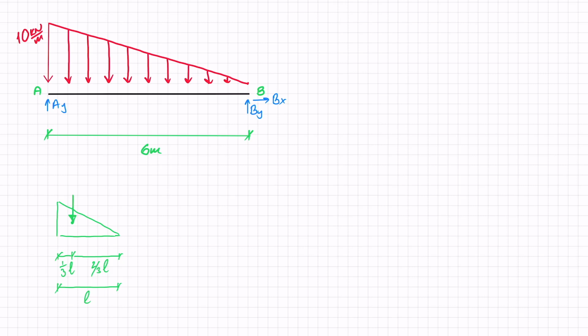We are in 2D, so we have three equations of equilibrium: sum of forces in X, sum of forces in Y, and sum of moments around a point. The idea here is that we want equilibrium. We don't want our structure to move in the X direction or the Y direction, or two perpendicular directions in general terms, and we also don't want our structure rotating.